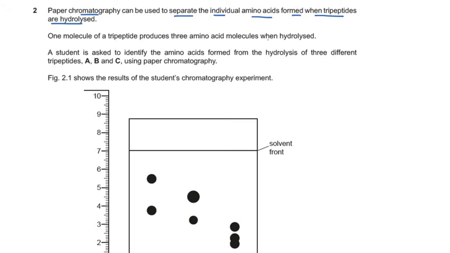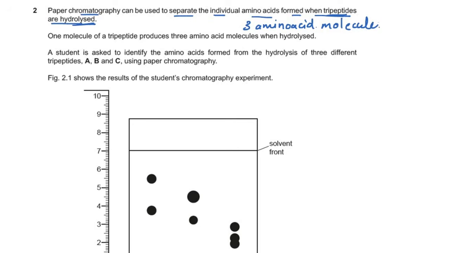So here we are given tripeptides. Tripeptides means, let me clarify again if the students don't know, that tripeptides are the combinations of 3 amino acids. When 3 amino acids join together with the peptide bond, then the 3 amino acids forming one molecule is called a tripeptide. So now if they are hydrolyzed, it will separate into 3 amino acid molecules.